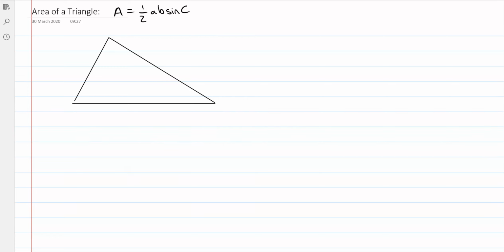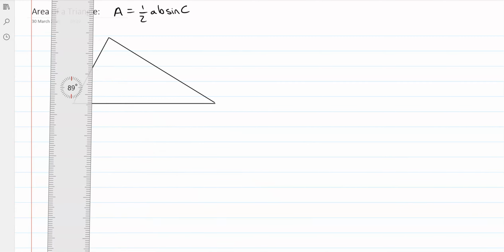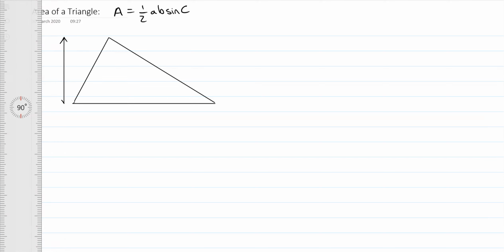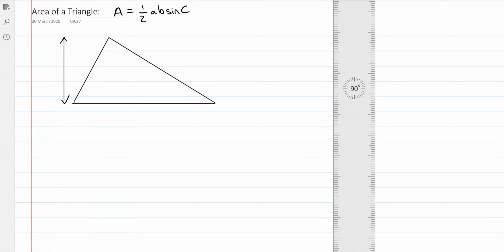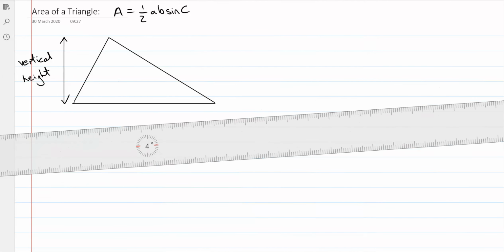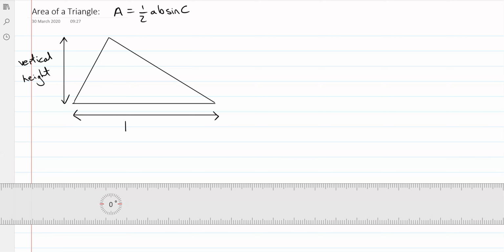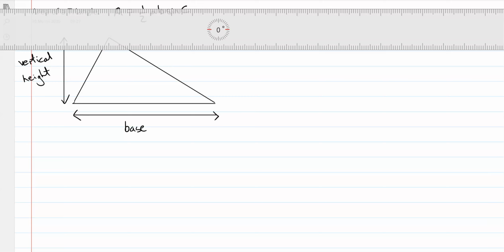So let me just connect this up. And remember, when you're doing this, the height must be perpendicular to the base. So this distance here, this is the height. It must be the vertical height, and that means it must be at right angles to the base. So if that's the height, then the base is along here at right angles to it. And the formula that we know is area equals a half times the base times the vertical height.